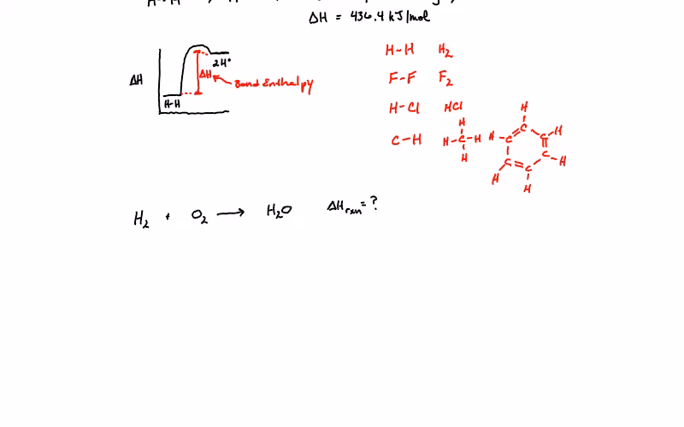So when we look at these compounds that are involved in the reaction, the first thing we need to do is balance things, which means a 2 goes in front of the H2 and a 2 goes in front of the water. Now we're going to draw Lewis structures for every compound that's involved.